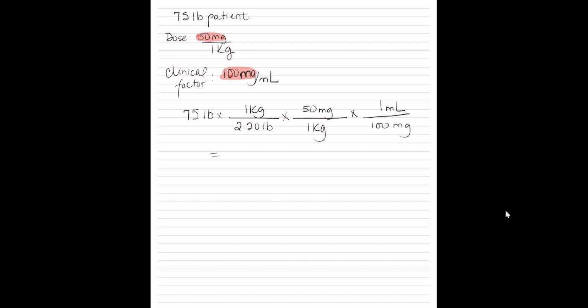We will see that our calculator display is 17.04545, etc. But because the question asks us to express it as 1 sig fig, when we take this value and round it to one significant figure, that's where we get 20 milliliters.